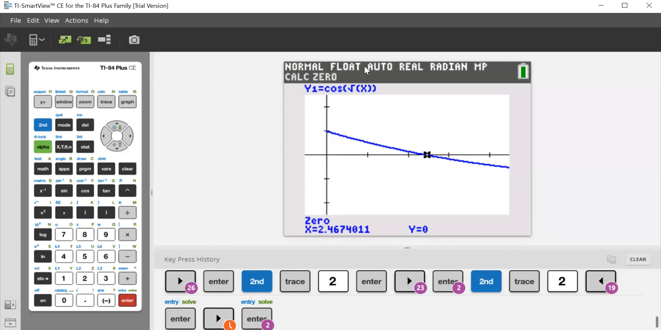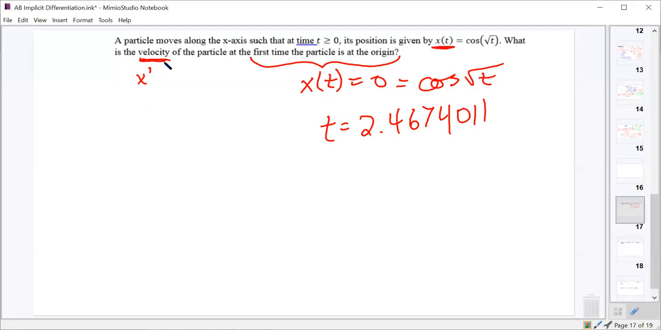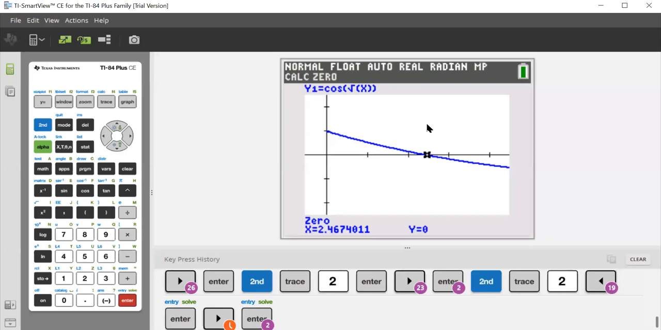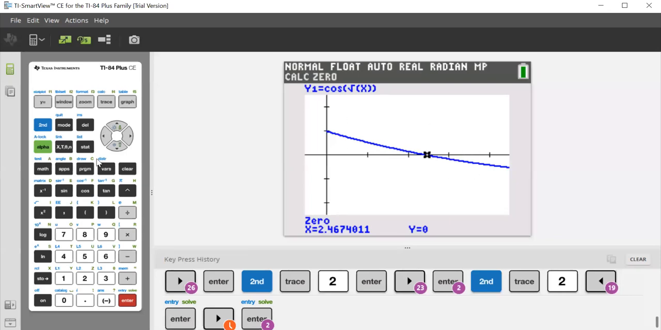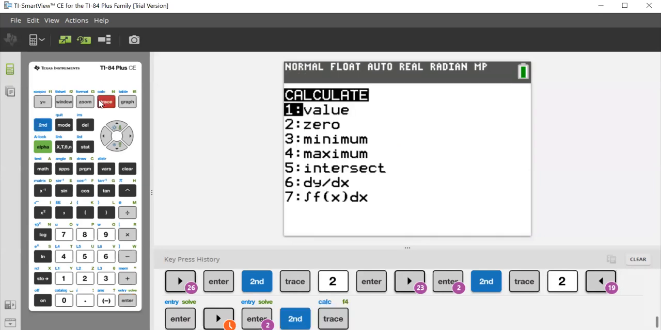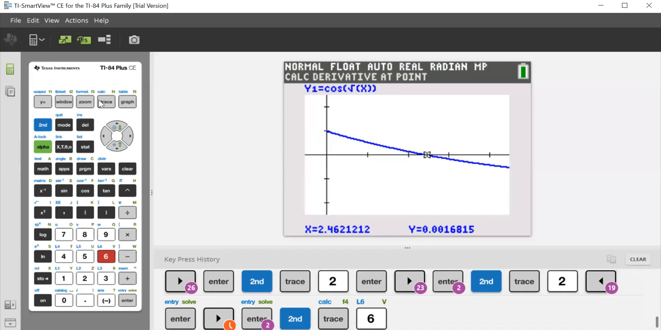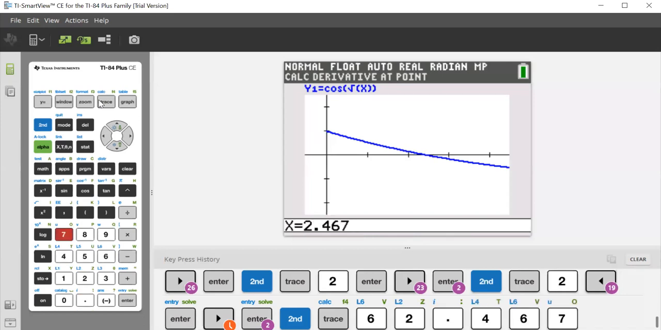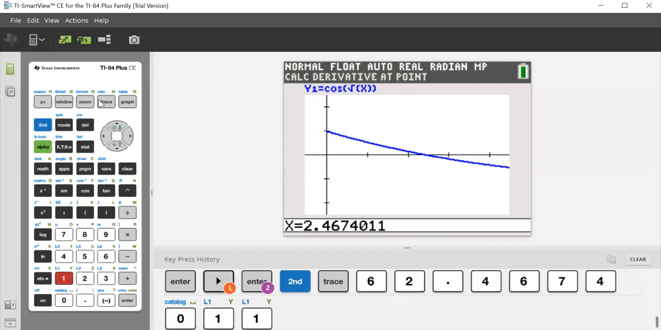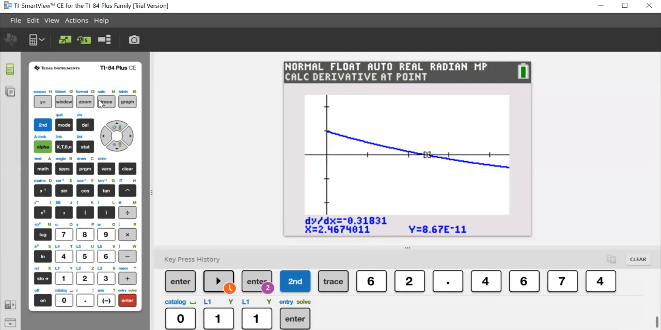All right, so now we were trying to figure out what is the derivative of the position at this t value. We want to know what's the velocity of the particle at this time when it's first at the origin. Well, if this is our velocity function, x prime, all we need to do is evaluate it at this t value. And our graphing calculator should do that for us. All we have to do is, since we're already in the graph, we already have the graph drawn, say second, calculate, choose option 6, and we'll type in 2.4674011 and evaluate the derivative, and we get negative 0.31831.